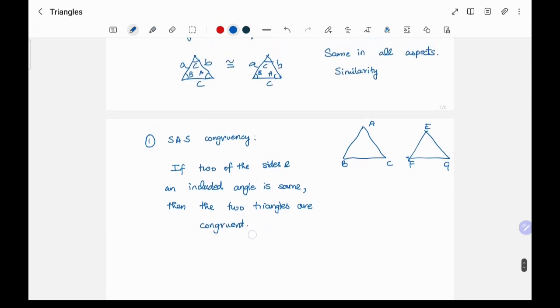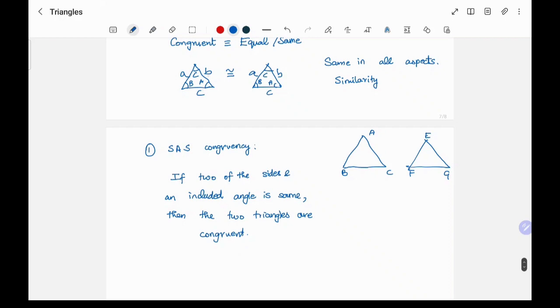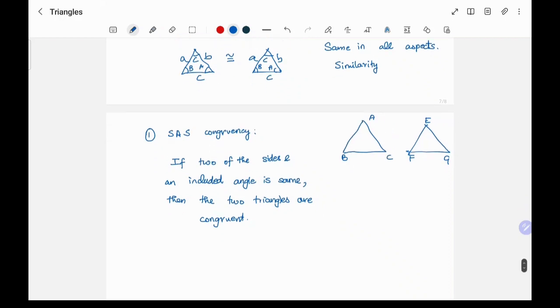So you might ask, initially I said all angles and all sides should be equal, then only it is congruent. But now I'm saying just two sides and the included angle. Again, what is an included angle? If these are the two sides, then this is the included angle, the angle formed by those two sides.